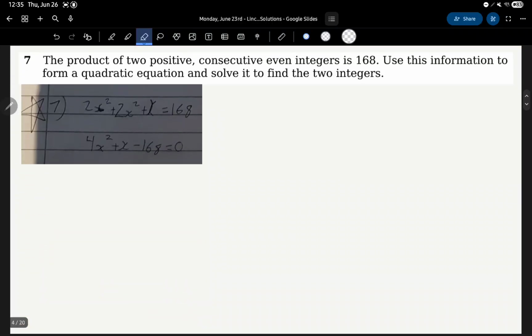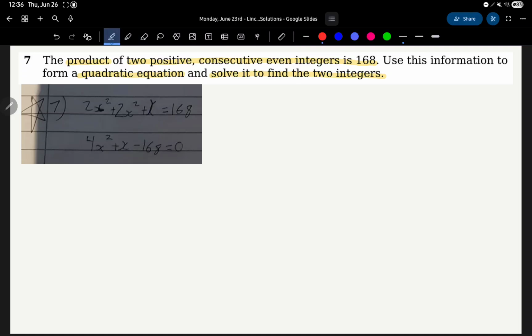Let's get straight into number 7. So this question is asking us to use the product of two positive consecutive even integers, and that is 168. And we need to use that information to form a quadratic equation and solve it to find the two integers.